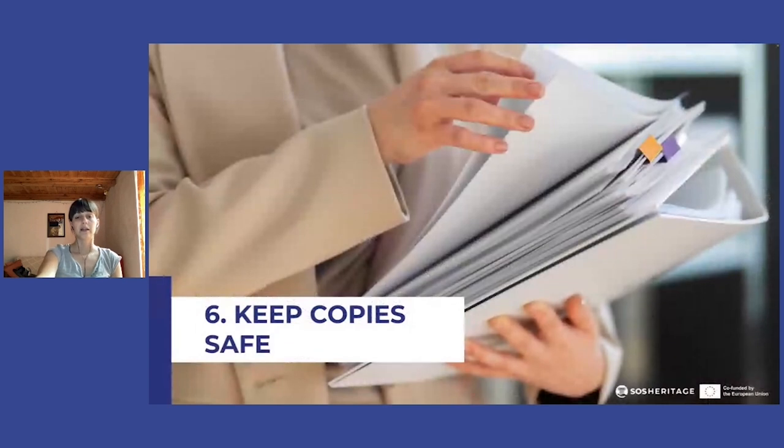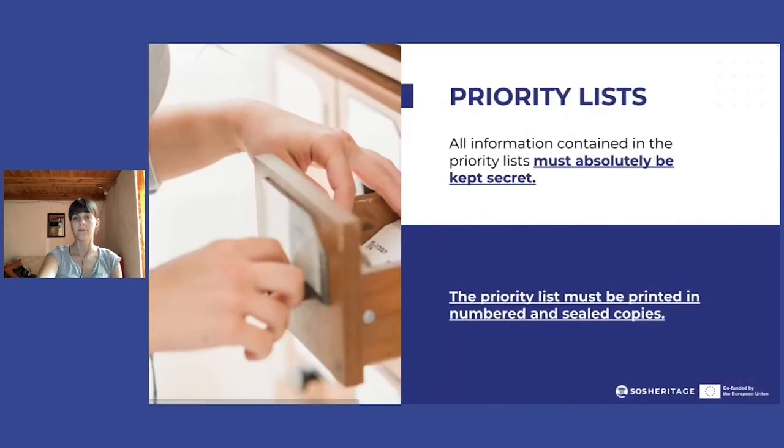Another fundamental issue is the sensitivity of the information that is included in the priority lists. The priority lists, in fact, contain sensitive information that can be very important for the security of a museum, and for this reason, they must be kept secret. This information could, in fact, be used for a theft of the structure, as they contain all the information on the artworks and how to reach them and how to dismantle them.